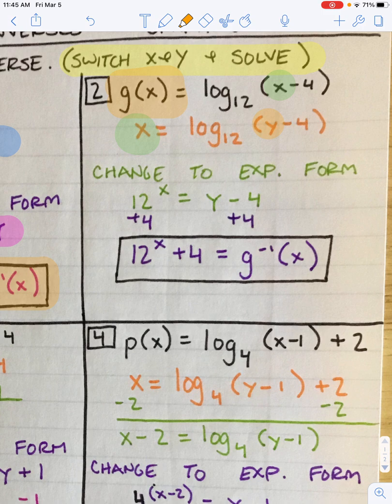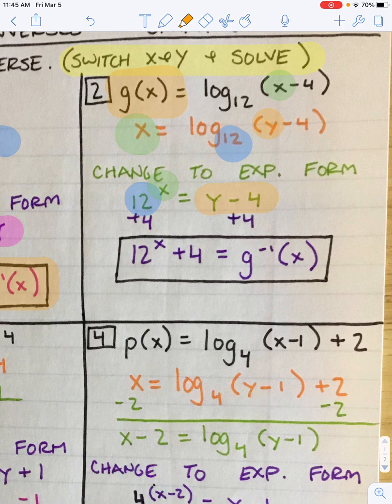So again, changing to exponential form, what is our base here? Our base is 12. So we take 12, we raise it to the x, and we set it equal to that y minus 4. So take a second just to make sure you're okay with how to change from log to exponential form again.